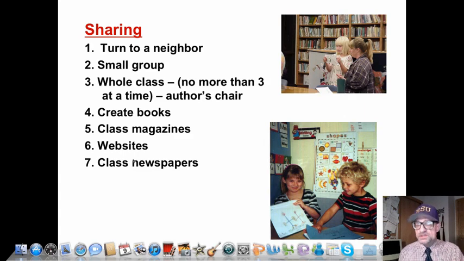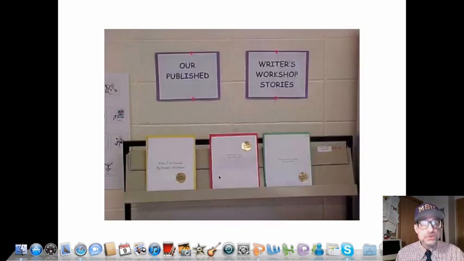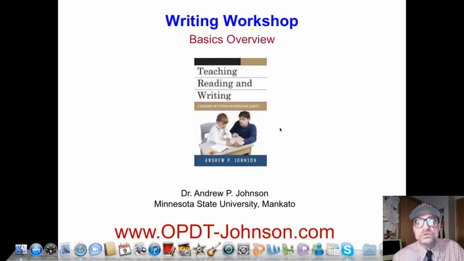Create class books. Children love to read what others have read. Children love to read what the students ahead of them have read in their classroom. With computer technology, you can put pictures, or they can draw pictures. You can create these wonderful classroom libraries filled with books that your students have written. Powerful, powerful, powerful. You can create class magazines, and again, use the internet to get pictures and power on all this stuff. If you are technically savvy, or your students, you can create websites where these stories are. Wonderful. Or class newspapers. Here you see in one teacher's room, they have writer's workshop stories, and they publish them. Limited only by your imagination.